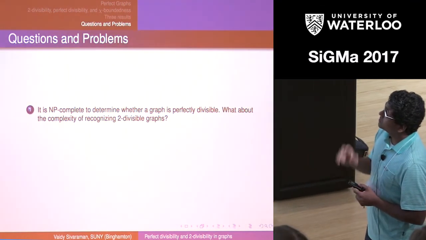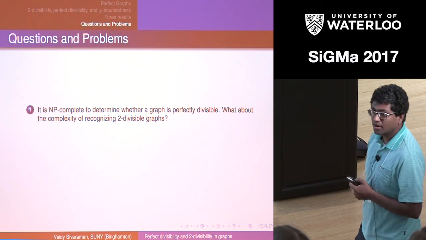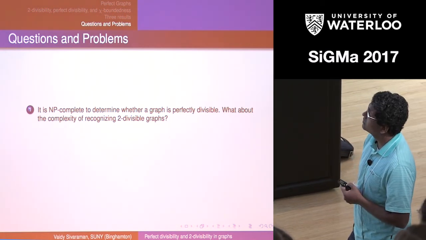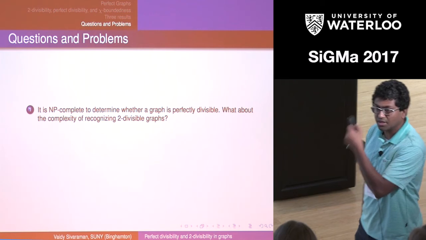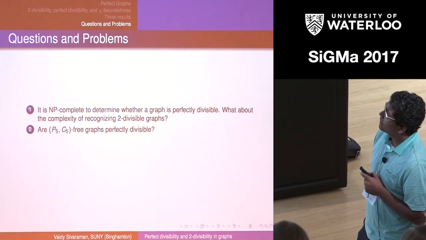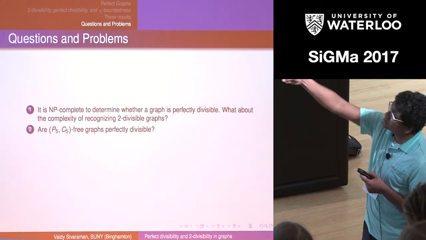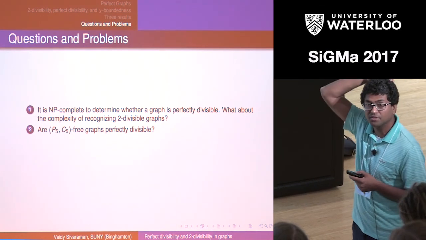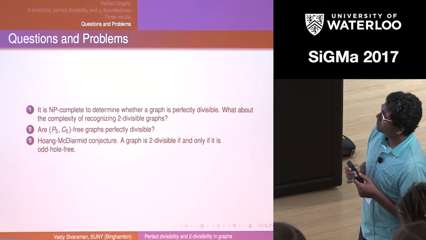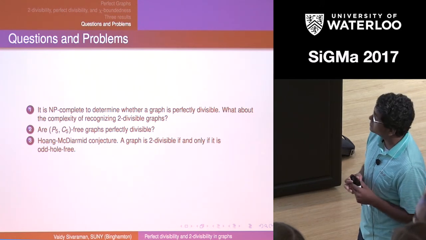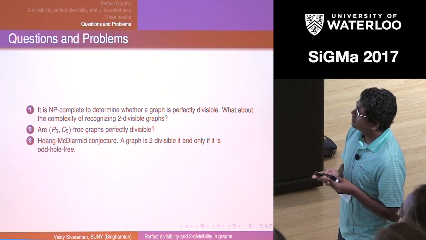Okay, conclusion. It is NP-complete to determine whether a graph is perfectly divisible, but the complexity of 2-divisible graphs is not known. So that's an open problem. But there is a result of Seymour-Chudnovsky on K4-free, odd-hole-free graphs that could be useful to prove this. Are P5, C5-free graphs perfectly divisible? Can this proof be adapted to show that, because this is the first open case for Erdős-Hajnal, P5, C5-free. So a polynomial bound would be nice. Okay, another conjecture is that the forbidden induced subgraph characterization of 2-divisible graphs is exactly that of odd-hole-free graphs. Okay.